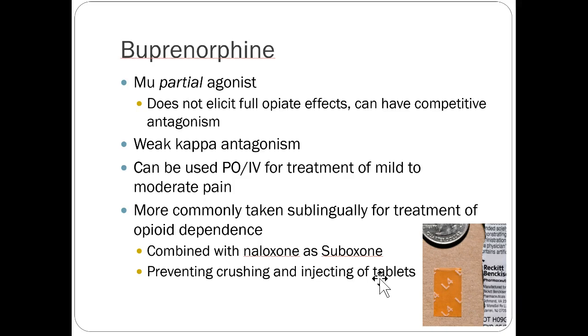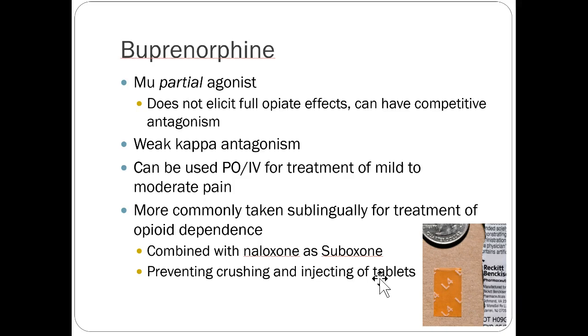They combine it with something called naloxone. It's called Suboxone. So it's buprenorphine plus naloxone. The reason they do that is so if you were going to try and dissolve the product and inject it, you would be injecting naloxone, which we'll talk about in a second, which is an opioid antagonist and would basically do no good, or would antagonize any opioids you have in your system.